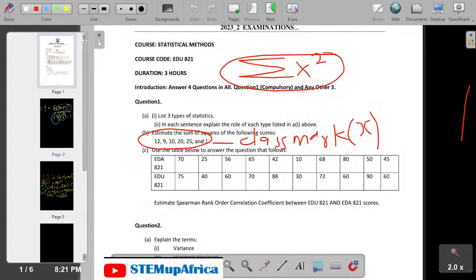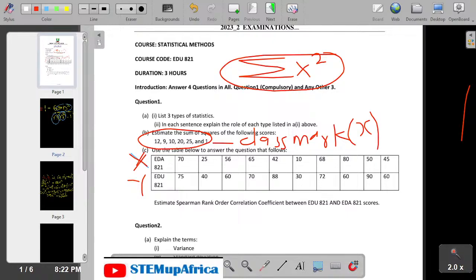So for EDA H21, you will call it x. You label it as x, variable x. For Edu H21, you label it as variable y. That's how you label when you want to use Spearman rank correlation. You label the first one as x, you label the second as y. So we are going to draw a table for x. We are going to draw a table for y.